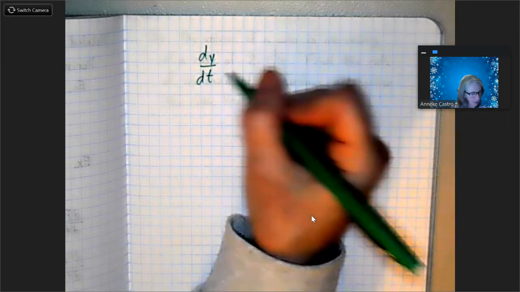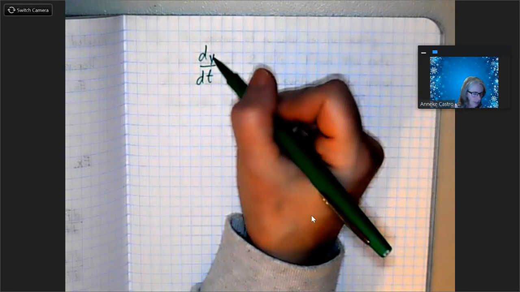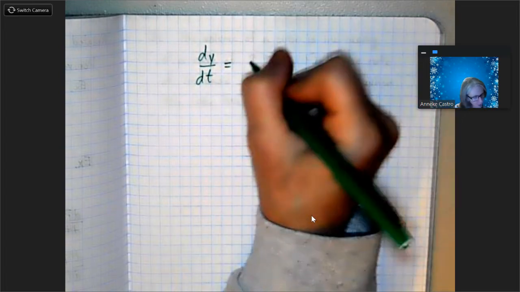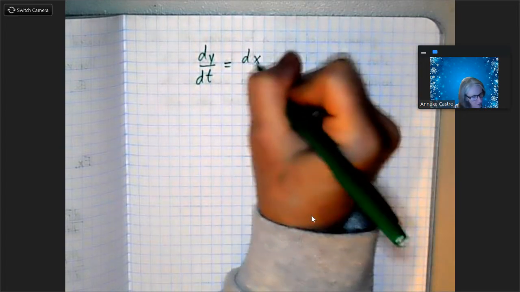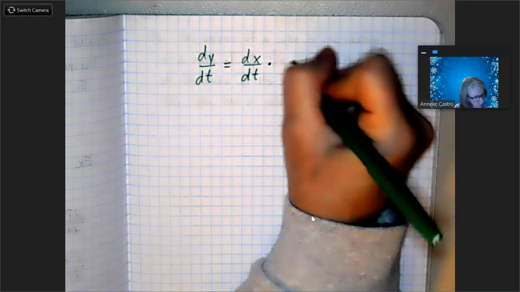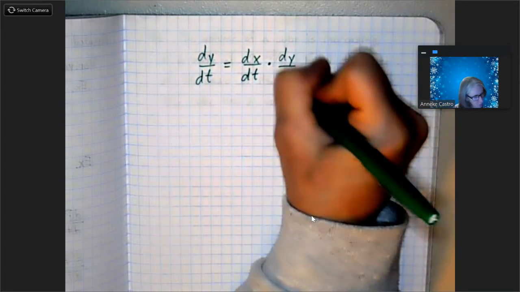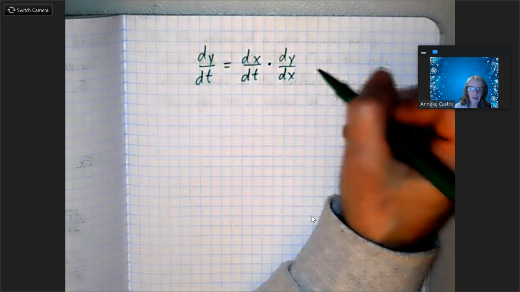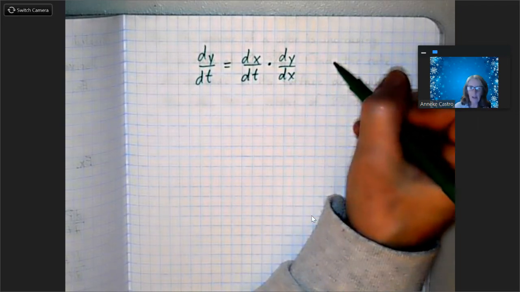So dy/dt, so say I wanted the change of y in regards to the change of t, but I don't have a formula that is putting together y and t. What I can do is I can get a formula for the change in x in regards to t, and times it by the derivative for the change in y in regards to x. And that's what we usually have, right? We usually have an equation y equals something with x, a function of x.